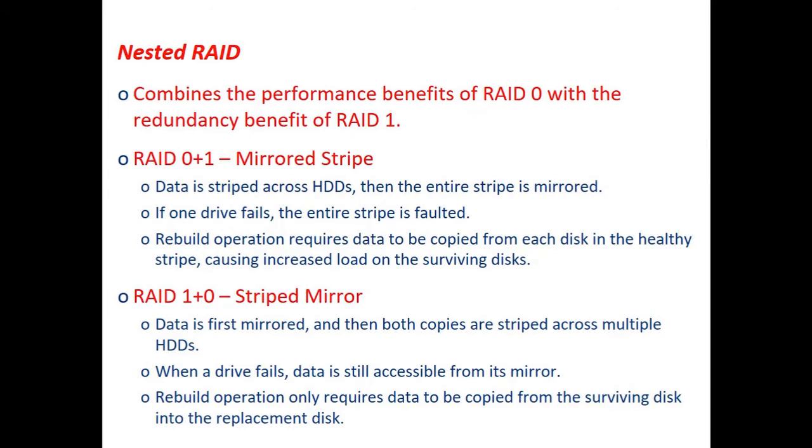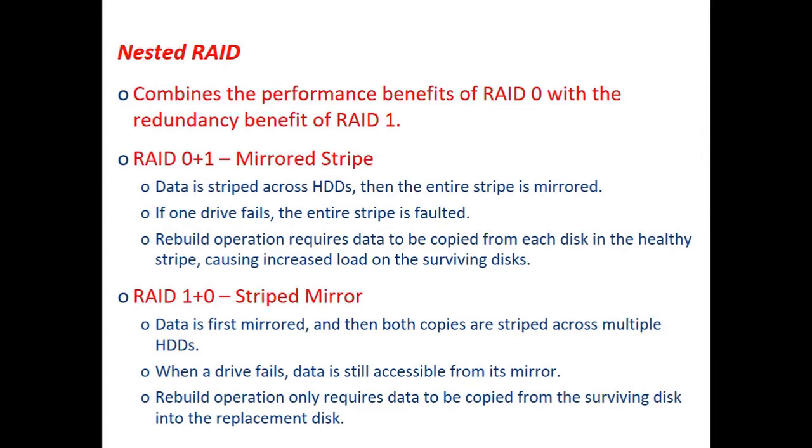So in RAID 1.0, we first implement RAID 1, which is mirroring, and then we implement RAID 0 over it, that is striping of the data. When a disk drive fails, data is still accessible from its mirror. Rebuild operation only requires data to be copied from the surviving disk into the replacement disk. So rebuild operation in case of RAID 1.0 is simpler when compared to RAID 0.1.